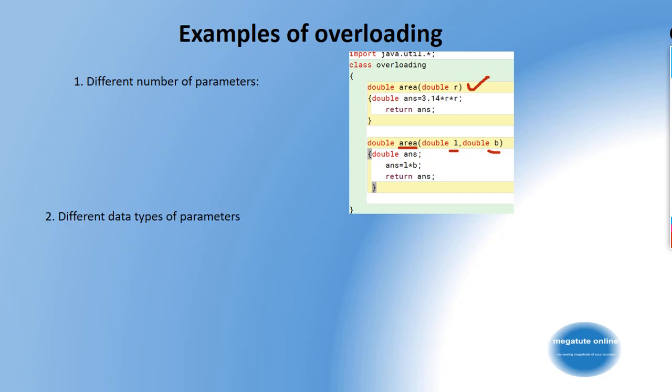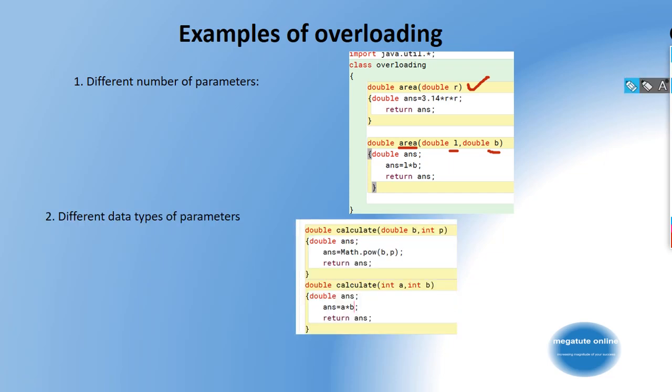Then there are different data types of the parameters. In this example, we are overloading a function calculate with different data types of parameters. We have two parameters, one double and one integer, and in the other version of calculate we have both integers. So the data types of the parameters are different. In the first one we are calculating the base to the power given. In the second one we are just multiplying both of them and returning the answer.